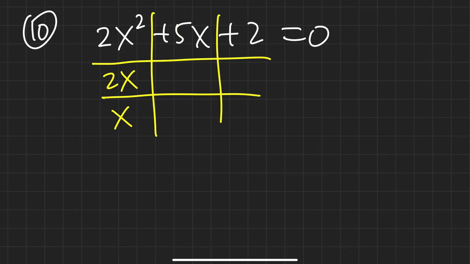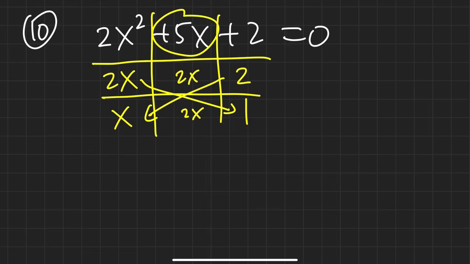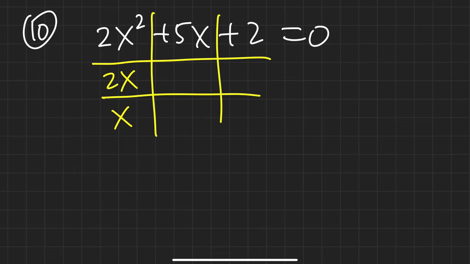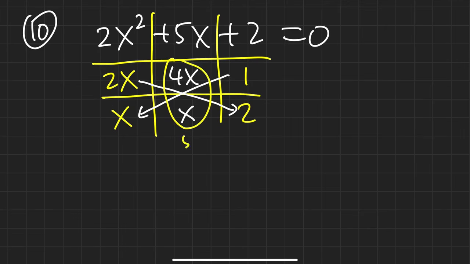So what do we do though? Do we put a 2 here and 1 here? Does this work? That's 2x, that's 2x. No, right? Because I'm trying to get to 5x. So that's not going to work. So let's switch it. Let's put a 1 here and 2 here. 2x times 2 is 4x. 1 times x is x. Together, we do get the 5x that we need. So the first factor is 2x plus 1. And the next factor is x plus 2.